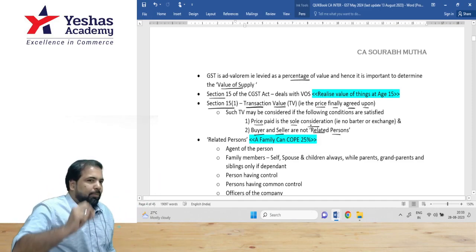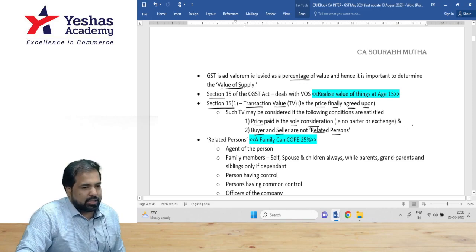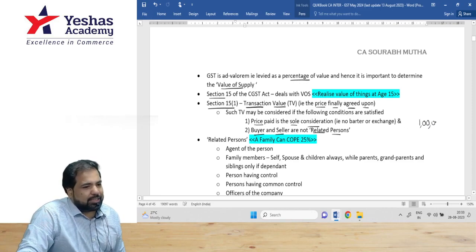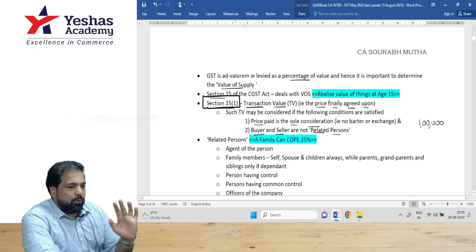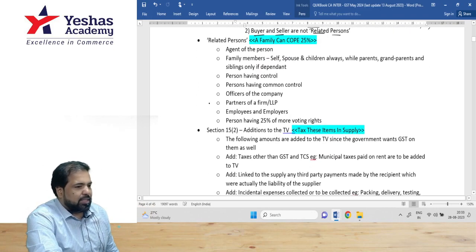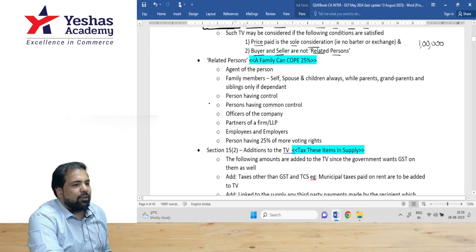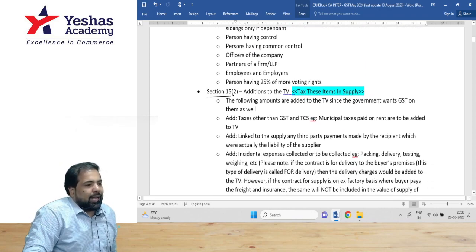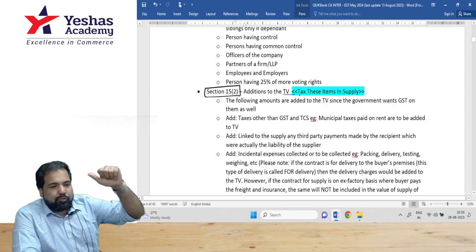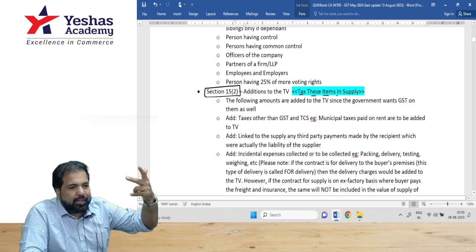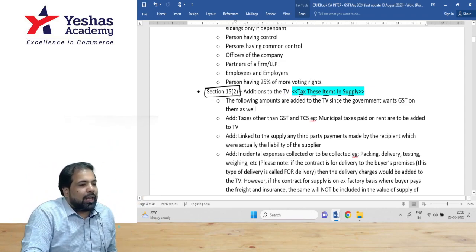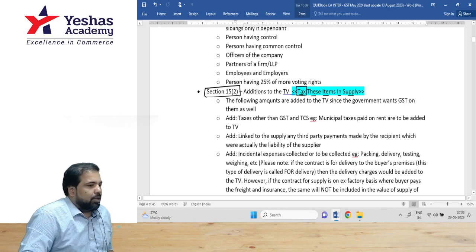You went to EBC, bought the bike for 1 lakh rupees. So what is the transaction value, guys? 1 lakh. That's the starting point. Is that right, guys? Which section talks about that? 15.1. We'll talk about related persons later, guys. But 15.2 says, can we add some items? Guys, we can add how many items? Five. Tax, these, item, sale, supply. You can add every tax except.